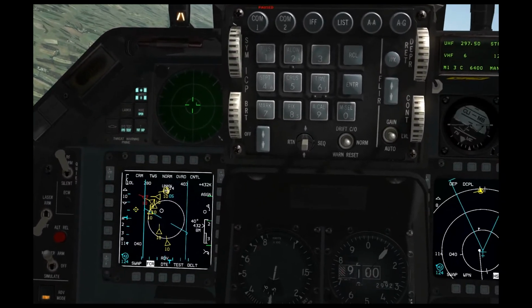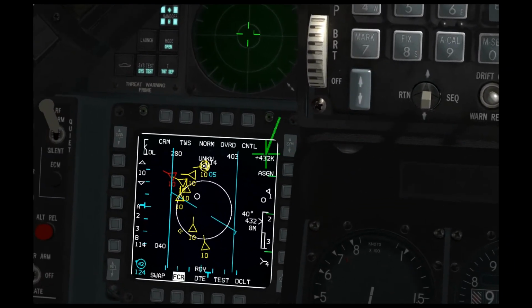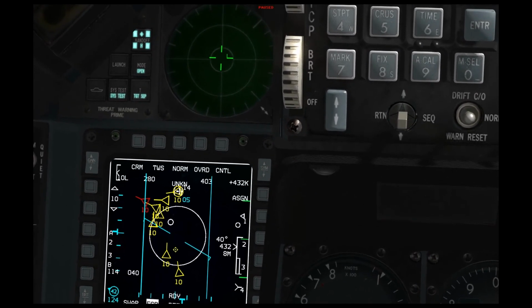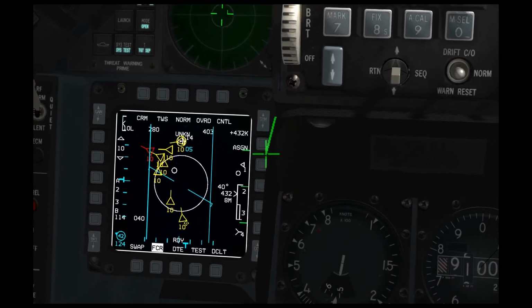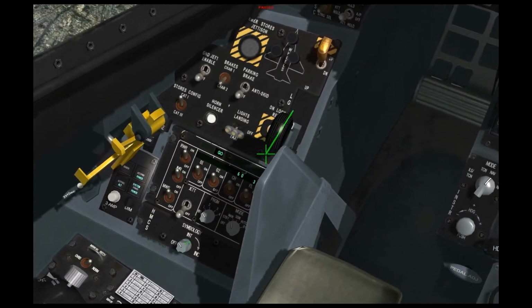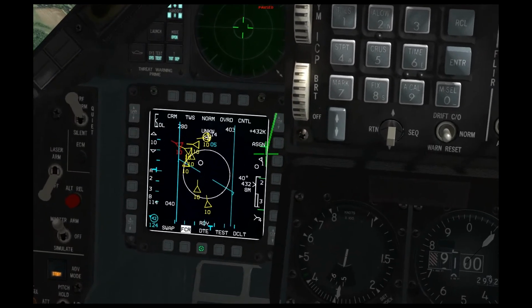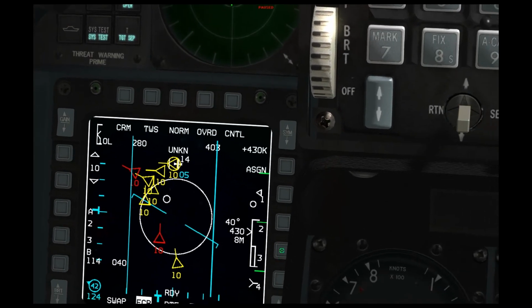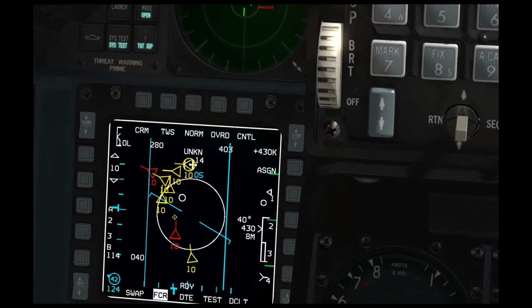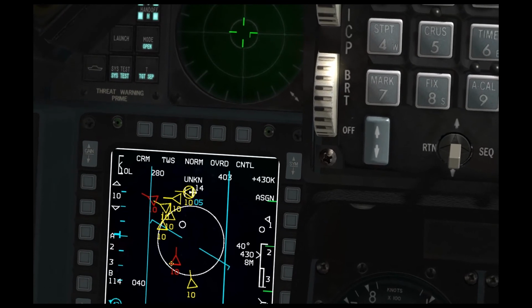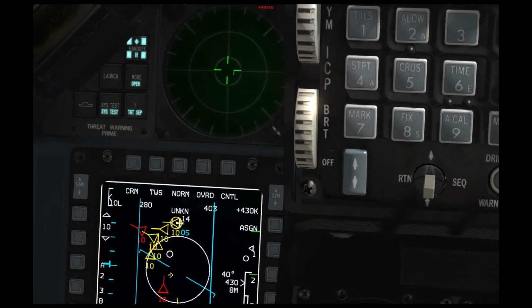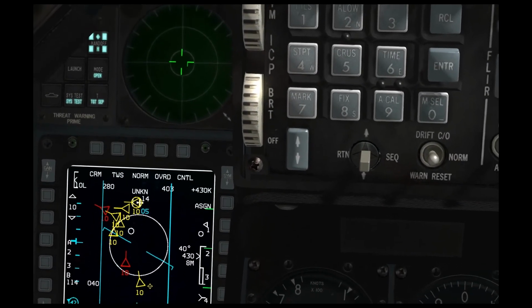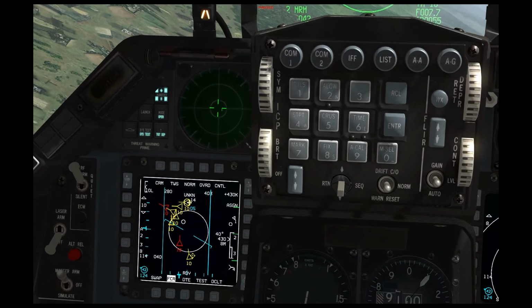What you're going to find now in TWS mode is that all these targets appear as if they're locked up, because they are being locked up by my radar. They're all being soft locked, up to 10 radar contacts, and I can see the relative bearing of all of them, and I can see their altitude. This is extremely useful information. So you're going to want to keep in TWS mode.